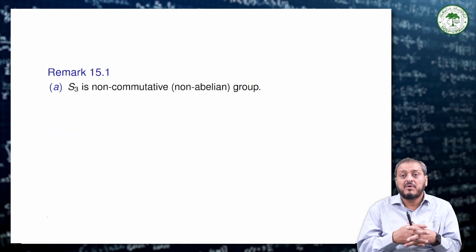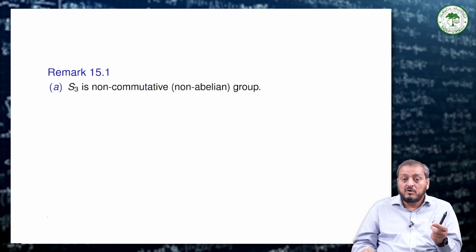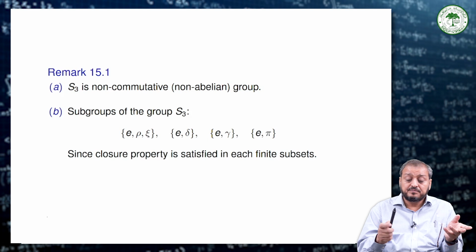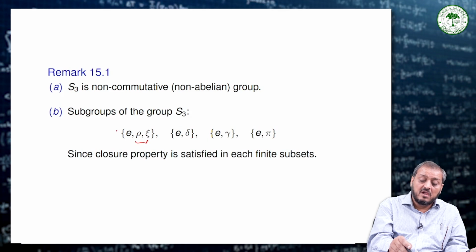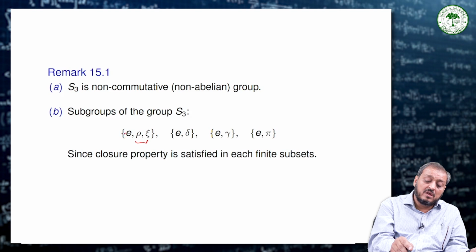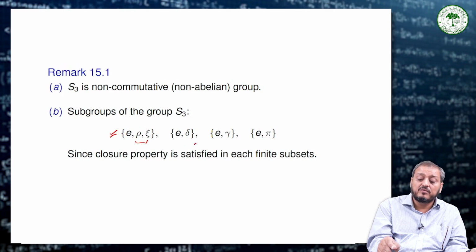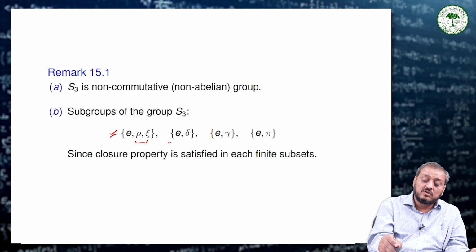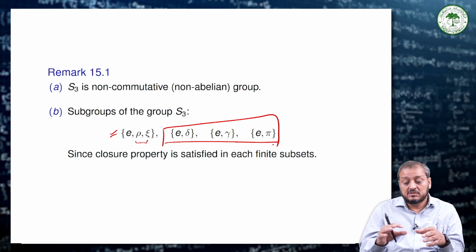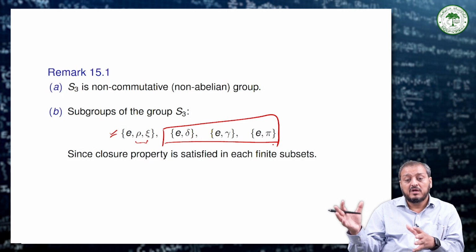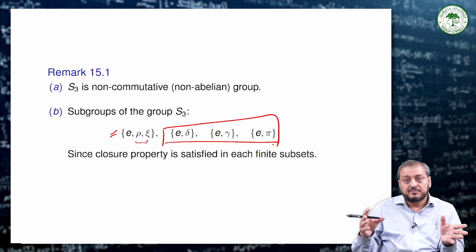So the order of pi is clearly 6. We just remark that S3 is a non-abelian group, or we can say a non-commutative group. The subgroups of S3 are E, rho, zeta, because the inverses of these two are each other, the inverse of E is itself, and the product of these two again belongs to this set. So clearly this is one subgroup. Since the closure property is satisfied and each is a finite subset, these three are the subgroups except the trivial one.